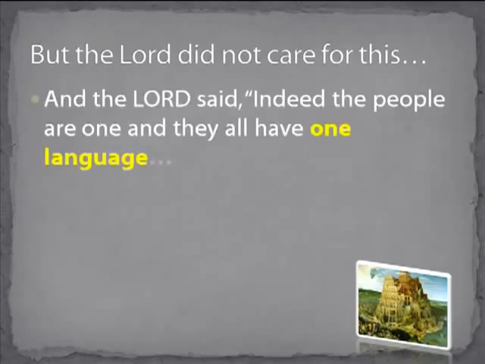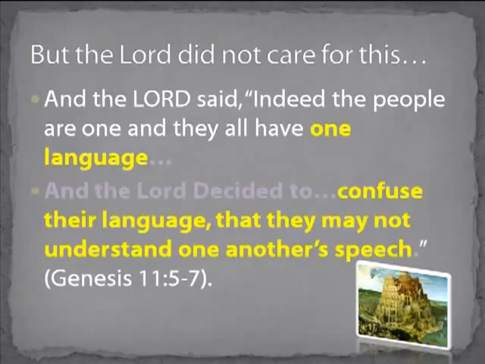And the Lord said, indeed the people are one, and they all have one language. And the Lord decided to confuse their language, that they may not understand one another's speech. So this is Genesis 11:5 through 7. He said, okay, I'm going to create a lot of chaos, a lot of confusion. I'm going to create little pockets of different languages.